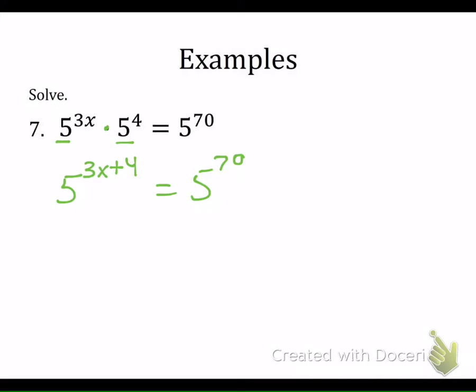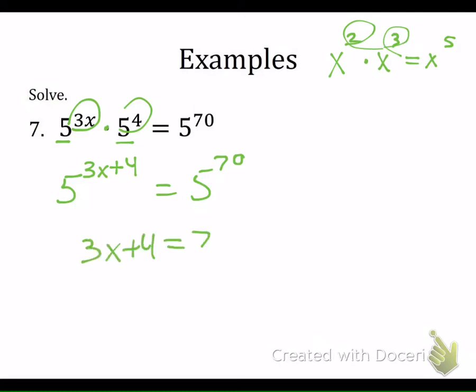If you're like, what is she talking about? What if I would have said x to the second times x to the third? You know that's x to the fifth, right? Well, all you did was add these two numbers. That's all I did. I added this and this. Now I can make them equal, so 3x plus 4 equals 70. Then what? Subtract 4 from both sides. And then divide by 3. And you got 22 indeed.